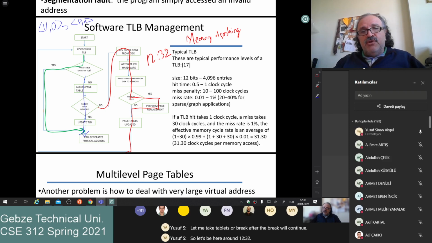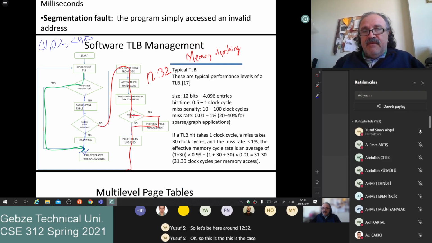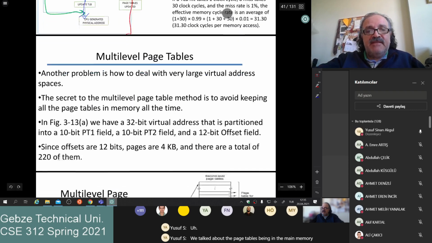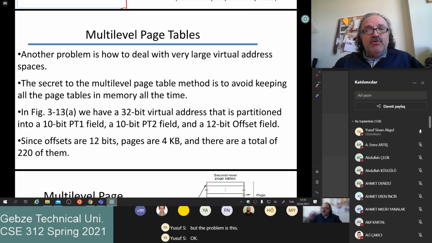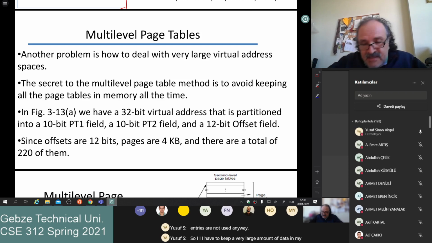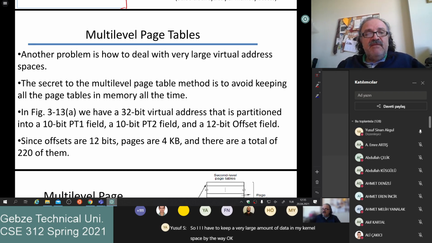Okay, so this is the case. We talked about the page tables being in the main memory, but the problem is this. If the virtual address space is very large, your page table is going to be very large too. If the page table is very large, then I cannot fit it in my main memory. Most of the page table entries are not used anyway, so I have to keep a very large amount of data in my kernel space, and we don't like it.